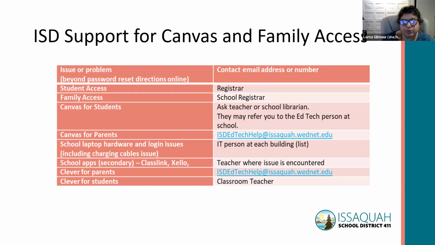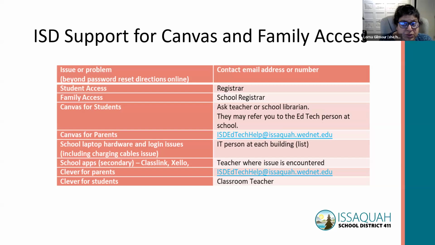If you're having problems with Canvas or even with family access, we have a little sheet to help you note who to contact. If your child is struggling with student access, they're only going to use student access when they're doing registration in March and looking at their final grades. You're going to use family access to check attendance, to check final grades.